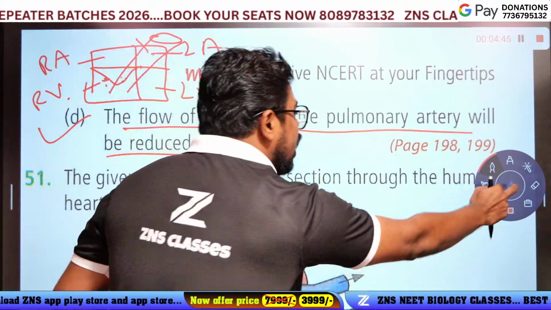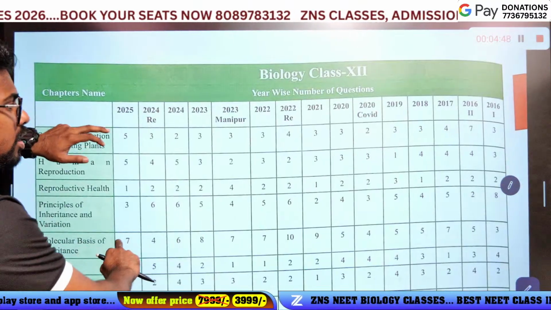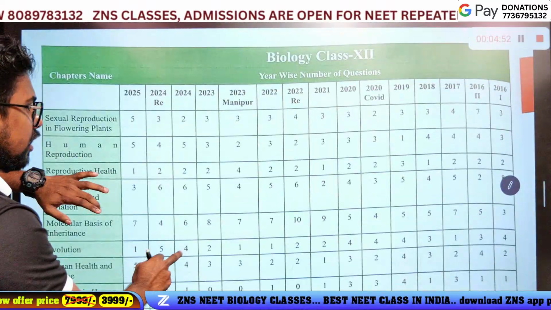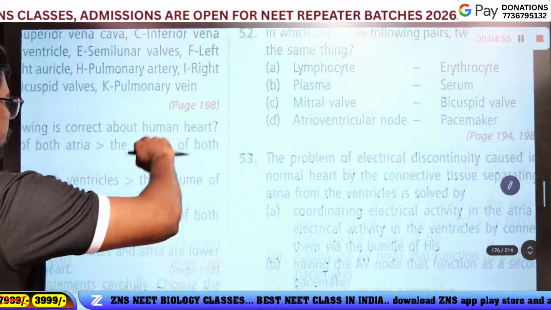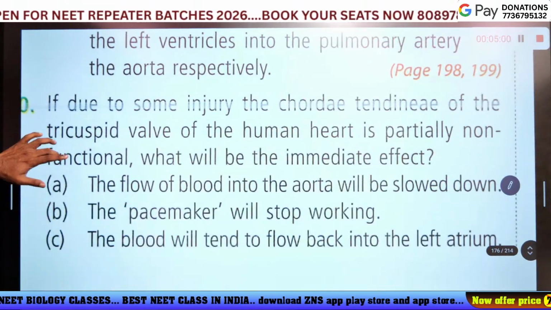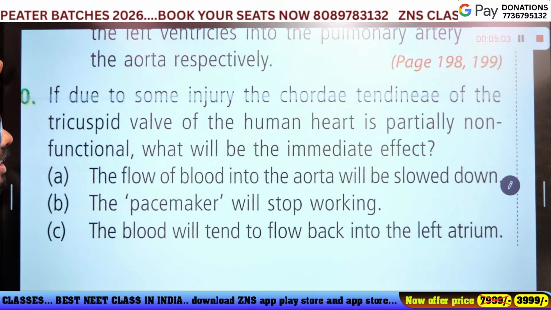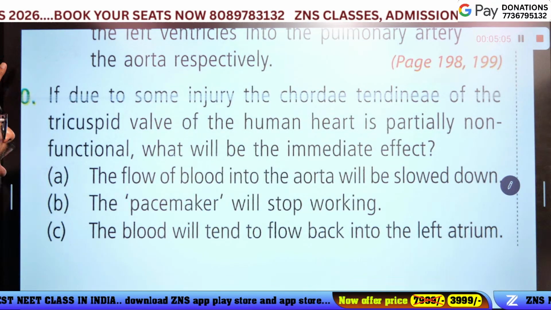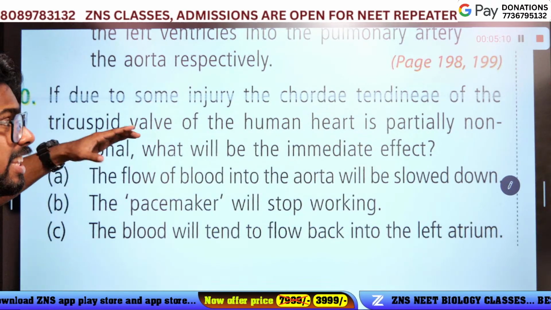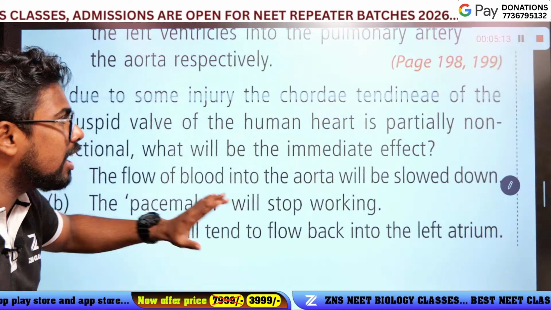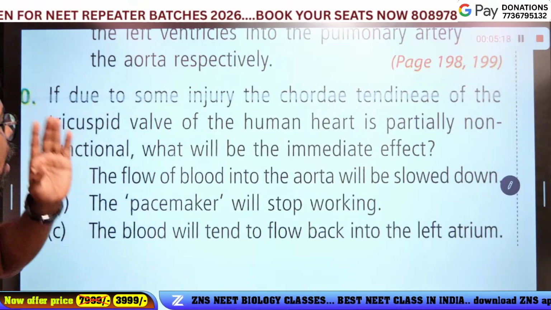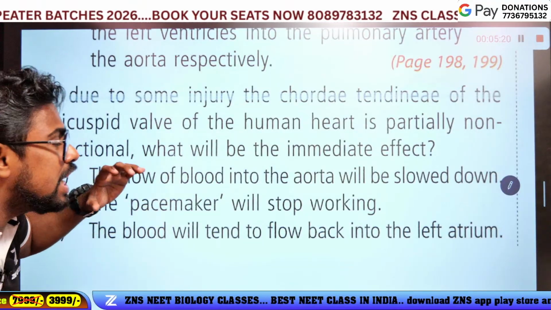Read this question once again. Don't worry. It's a good question. If due to some injury, the chordae tendineae of the tricuspid valve of the human heart, the tricuspid valve present on the right side of the heart, is partially non-functional, what will be the immediate effect?